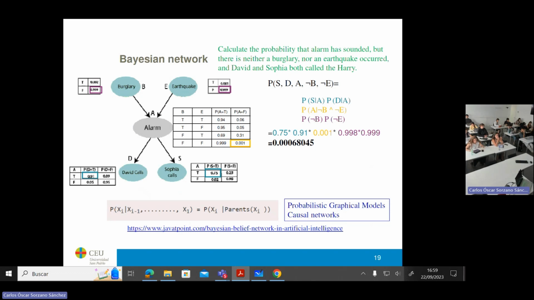Okay, so let's see. Sophia depends on the alarm. Sophia is here. So Sophia depends on the alarm. David depends on the alarm. So these two are coming from here. So the Sophia called, this is true. And the alarm sounded, so it is this 0.75. And David called, so it is this one, so this.